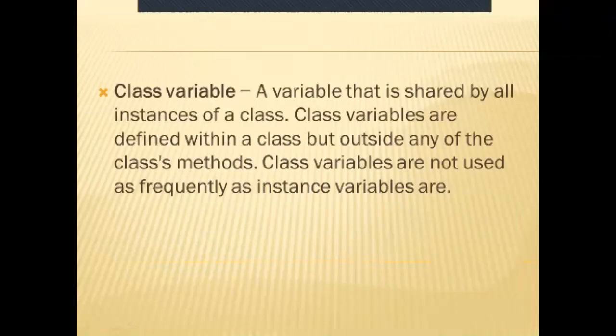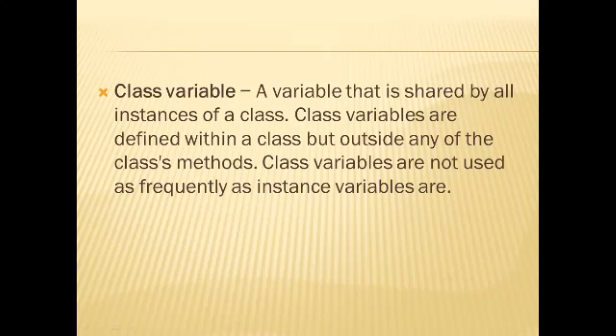A class variable is shared by all instances of a class. Class variables are defined within a class but outside any of the class methods. Class variables are not used as frequently as instance variables are. So in class variables, we have to share all instances of classes. For example, def, etc.